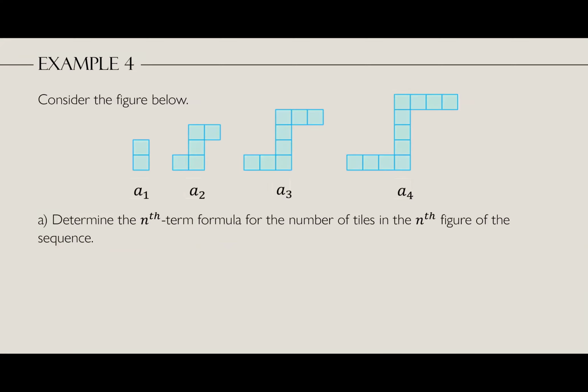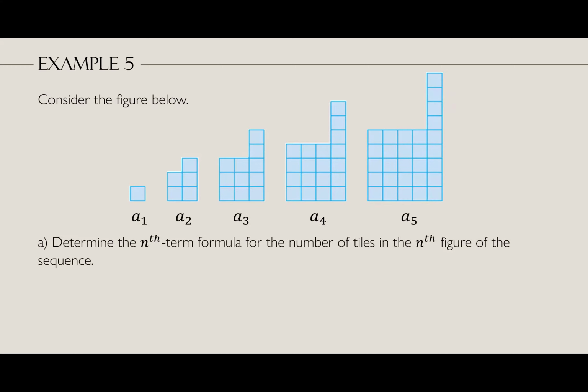So example 4. Let's say I look at this here. Consider the nth term formula for the number of tiles in the nth term of the sequence. And I have this picture. So my question is going to be, well, how do I deal with this? Determine the nth term formula. Sorry, I'm just rereading that. Look at this picture and can you predict what's going to be happening? If I want the nth term formula, it might be helpful for me to predict what's happening for A6.